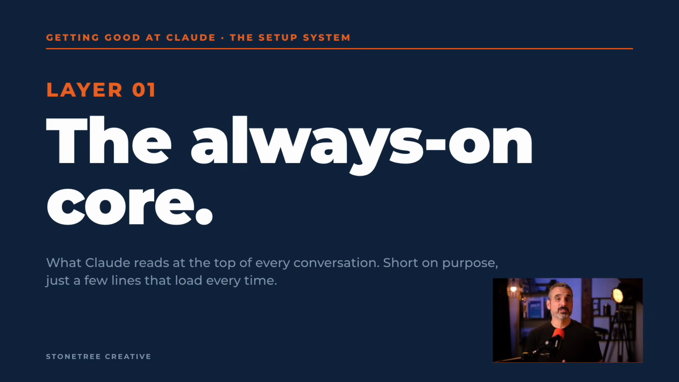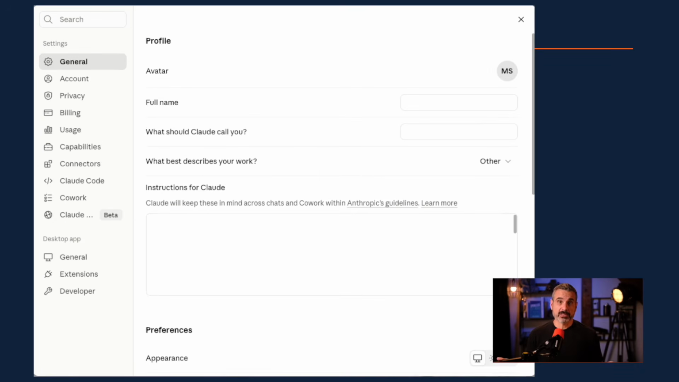So layer 1 is the one that Claude reads before every conversation. As of June 2026, it lives in Settings on the General tab in a box called Instructions for Claude. The helper text underneath it reads something like, "Claude will keep these in mind across chats and cowork." That's the spot that you want.